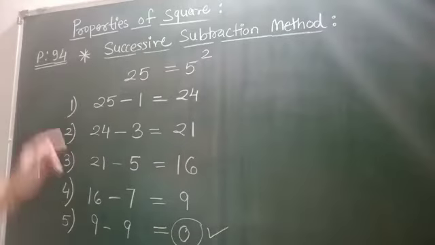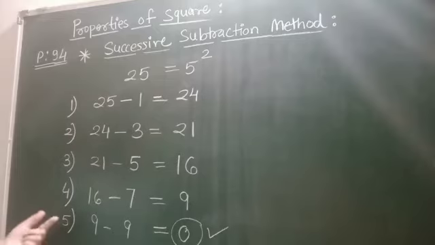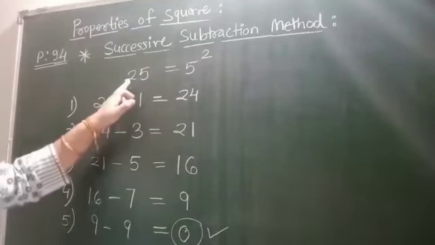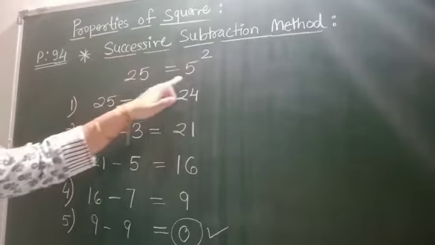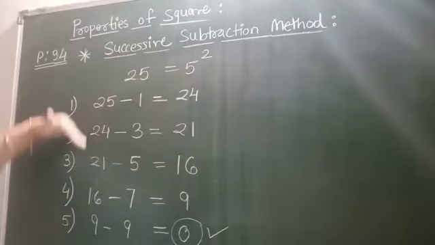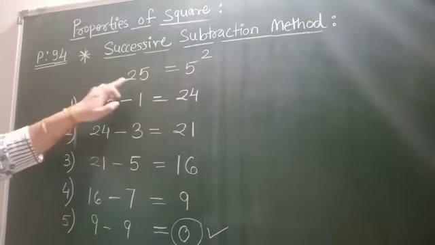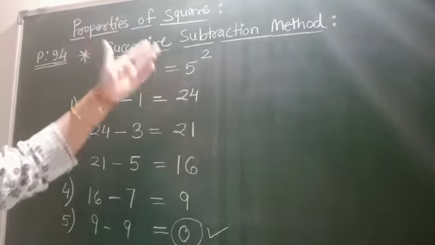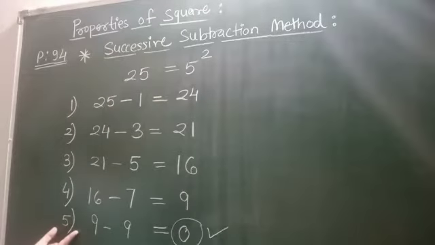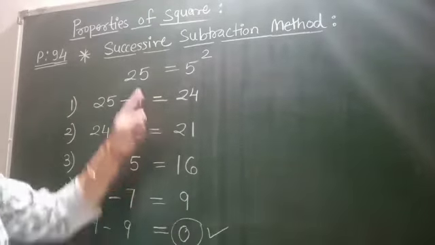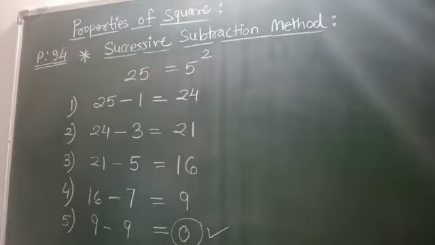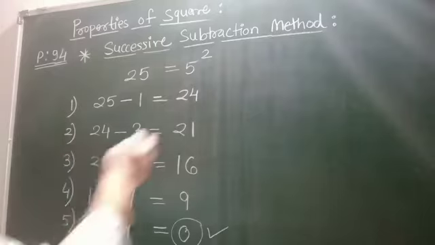square number. And as you can see here student, in the fifth step you are getting the remainder as 0, and 25, as we know, is a square of 5. So with the help of these steps also we can easily find the given number is the square of which number. In the fifth step we are getting 0, so 25 is a square of 5. We can apply this process for another number also.